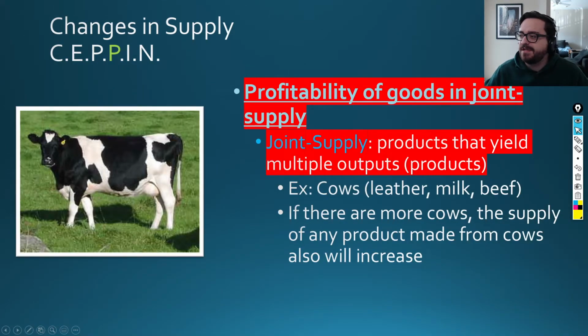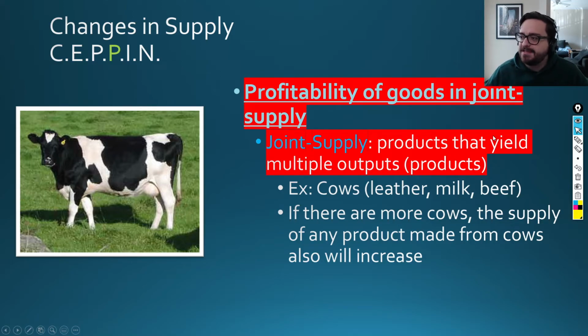This one is very useless, I think. Profitability of goods in joint supply. This rarely comes up on the AP exam, but it's when you have an increase in the supply of one thing that yields multiple outputs. Like if we say there's a bunch more cows, then there would be a bunch more leather, milk, and beef, even though they're not all used for the same thing. Like the same cows we use for leather aren't the same cows we use for milk or beef.